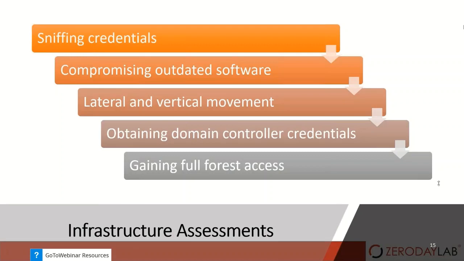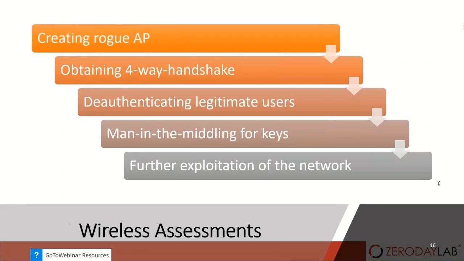We try to use those credentials to get further into the network, see how far we can propagate, see if we can maybe become a domain controller by stealing some domain controller credentials. We try to reuse your credentials elsewhere in the network to see if we can compromise more accounts. And with this lateral and vertical movement, we eventually try to obtain domain controller credentials or even forced access.